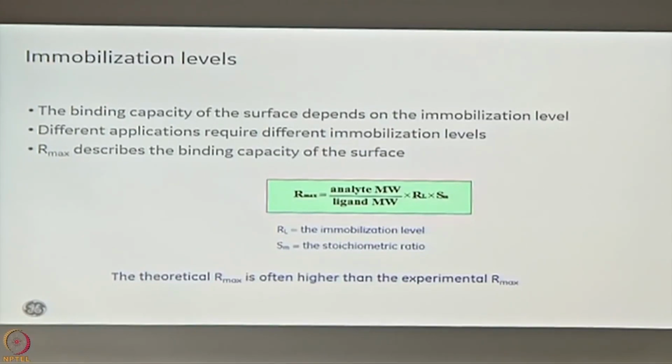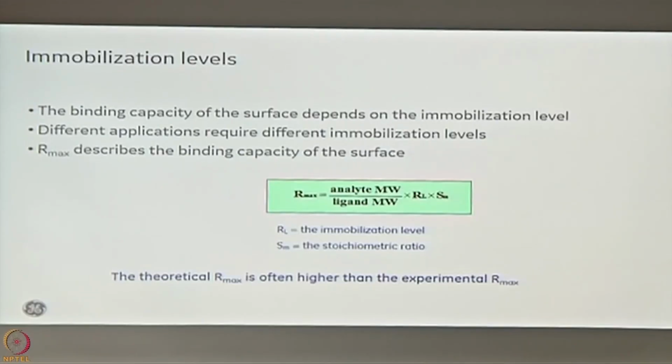So, when you immobilize your ligand, you get a particular RU, right. Say for example, you immobilize 500 RUs or 1000 RUs, right. So, that is your RL, and the stoichiometry of your binding, whether it is 1:1 or if it is bivalent, it is 2, right. Typically, theoretical Rmax is higher than your experimental Rmax. Usually when you actually immobilize your ligand, you tend to lose some activity, and or your ligand to begin with may not have 100% activity.